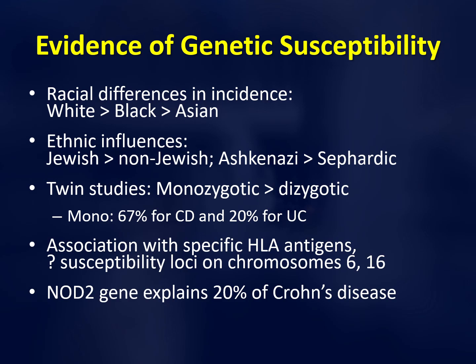The most important evidence for a genetic susceptibility comes from twin studies, monozygotic and dizygotic. Monozygotic twins share the same genetic background, whereas dizygotic twins do not share 100% the same genetic background. When it comes to clinical concordance in monozygotic twins, it's only 67% for Crohn's disease and 20% for ulcerative colitis. So what does it tell you?